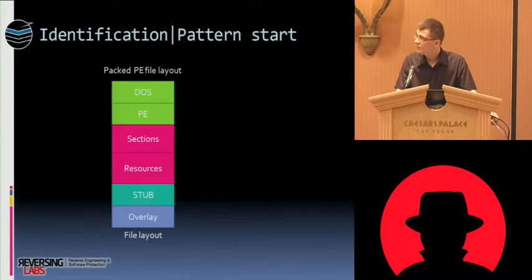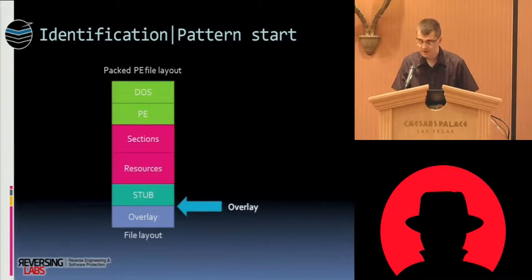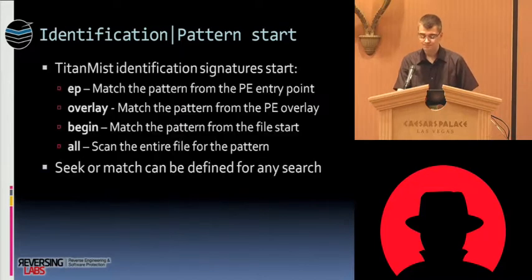So when we started coding this project, we asked ourselves, what are the reference points from which we have to start our pattern matching? So we have a couple of these. We can start the pattern matching from the start of the file, and that can be useful in many situations. We're going to talk about that a bit later as well. And we have the standard identification, which starts from the entry point of the file, which is in the stub. And we also added something that could be useful in the future, and that's pattern matching from the overlay. So those are the basic pattern matching options you have for each of the signatures.